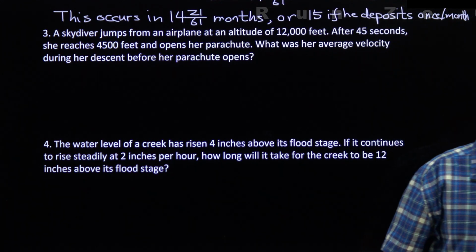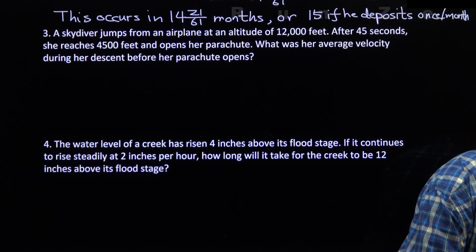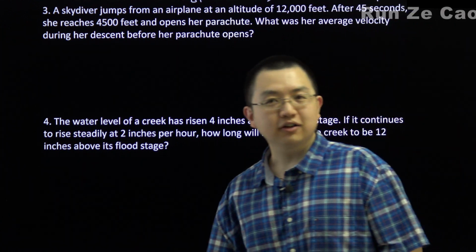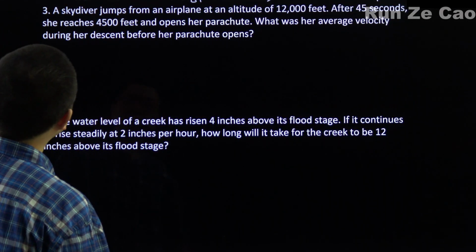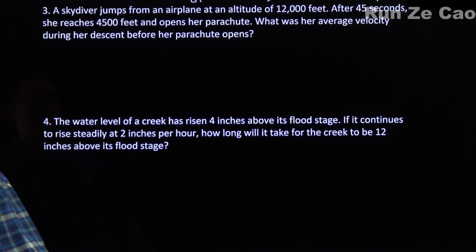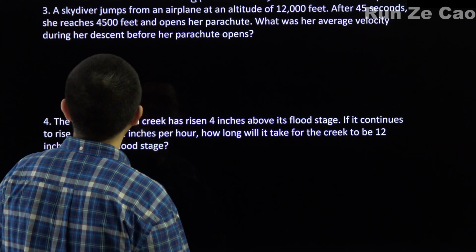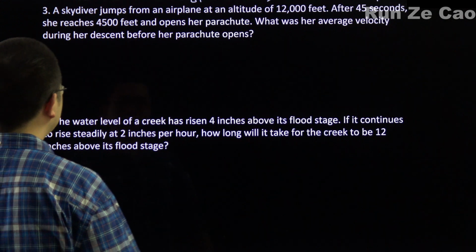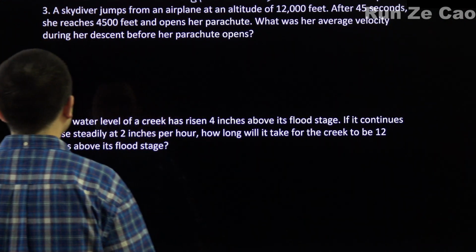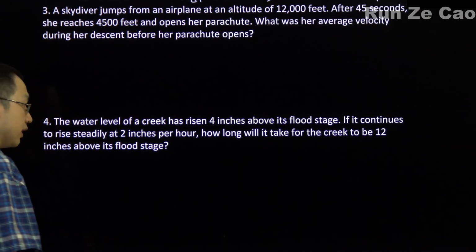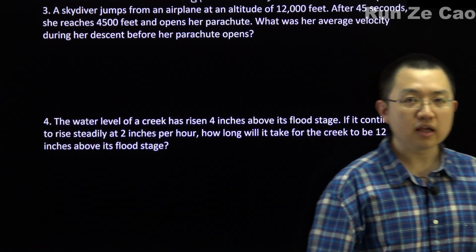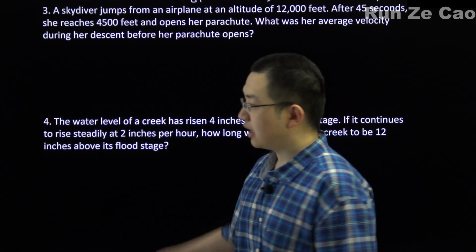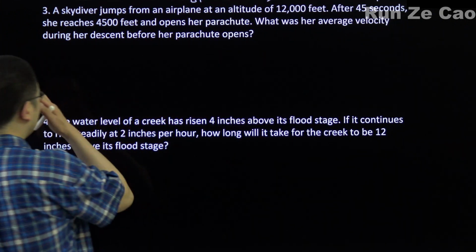Let's say we have a skydiver who jumps from an airplane at an altitude of 12,000 feet. After 45 seconds, she reaches 4,500 feet and opens her parachute. What is her average velocity during her descent before her parachute opens? For our purposes right now, we can consider velocity and speed to be the same. In practice, they are not, because her velocity is going to have a direction. The direction is downward.